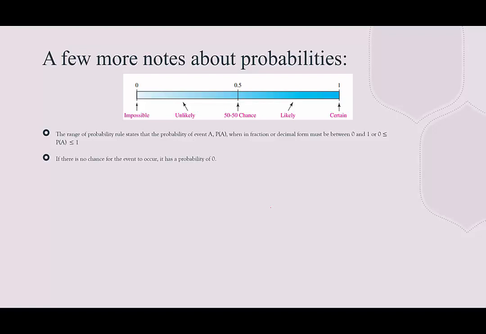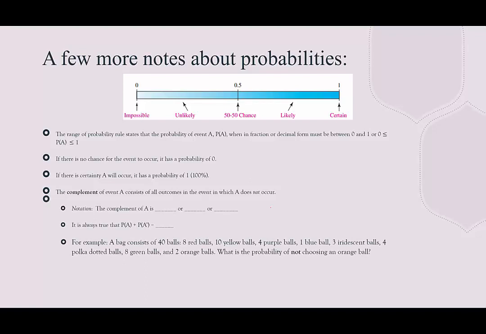If there is no chance for an event to occur, then it has a probability of 0. So going back to that bag of Skittles, the probability that you pull out a blue Skittle is 0 because there aren't blue Skittles in those bags of original Skittles. If there is a certainty that A will occur, then it has a probability of 1 or 100%. So the probability of pulling a Skittle that has a color is 100% because there's no such thing as a Skittle with no color. The complement of an event consists of all outcomes in which A does not occur. Note, does not occur.